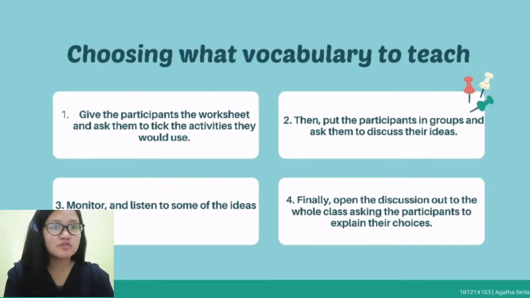Well, the way to do it, first, is to give the participants the worksheet and ask them to tick the activity they will use. Maybe the worksheet contains several choices in numbers. For example, first is teach words that are in the course book, or second, maybe teach words that are easy to explain, and third is teach words that learners may need for the next activity.